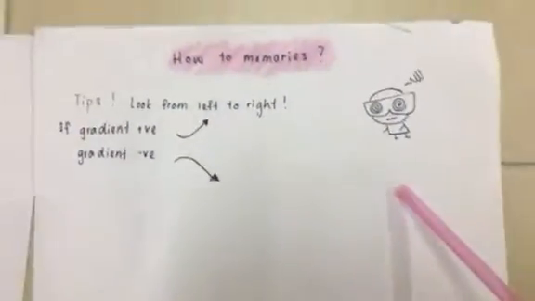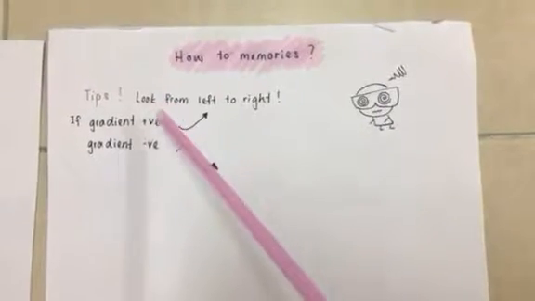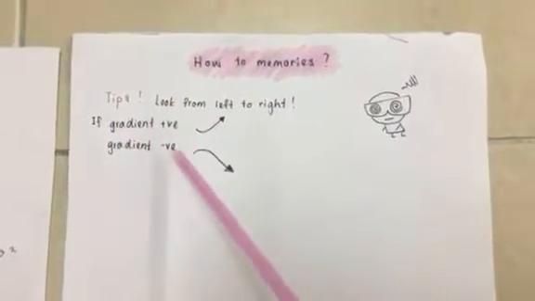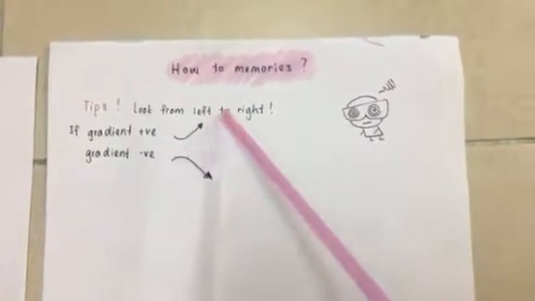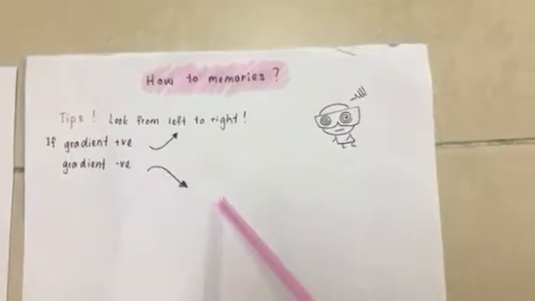In a gradient positive graph and a gradient negative graph, as you can see, each graph is different. So how do I memorize all this, the graph? Okay, so the tip is right here. Look at the graph from left to right. If the gradient is positive, the graph is going to end up on top of the graph, while if the gradient is negative, the graph is going to end up at the bottom of the graph.